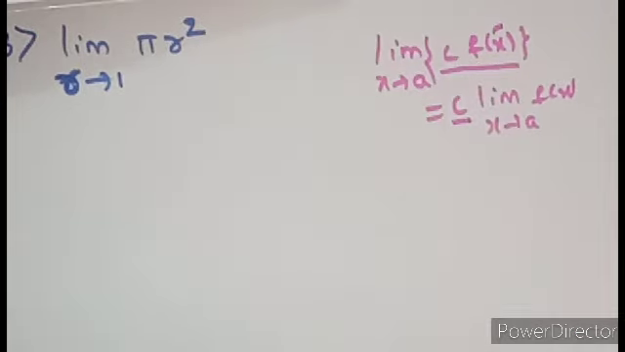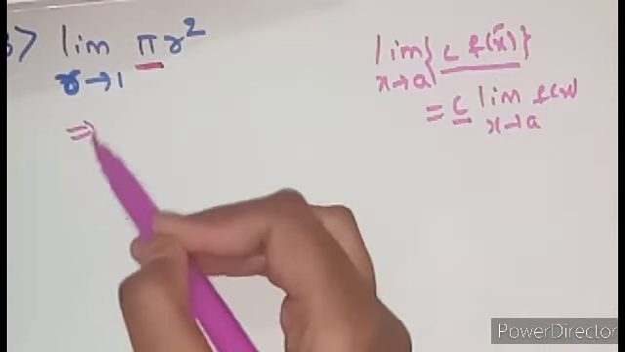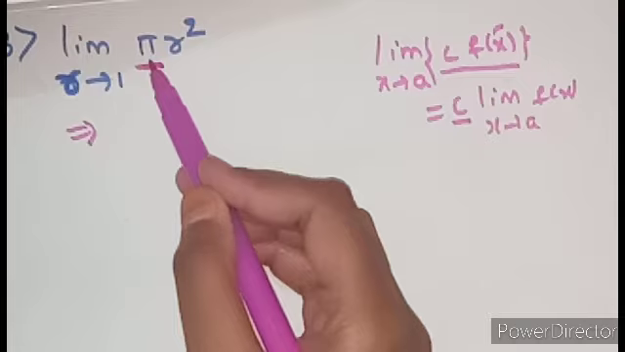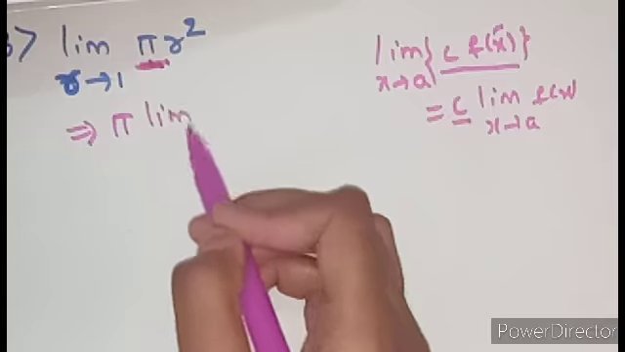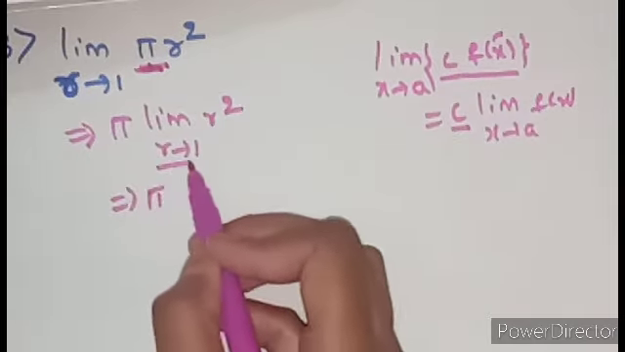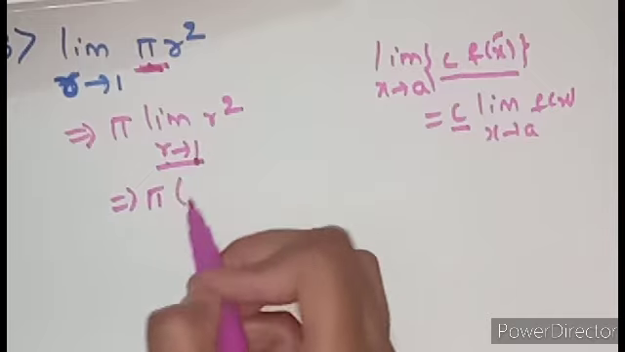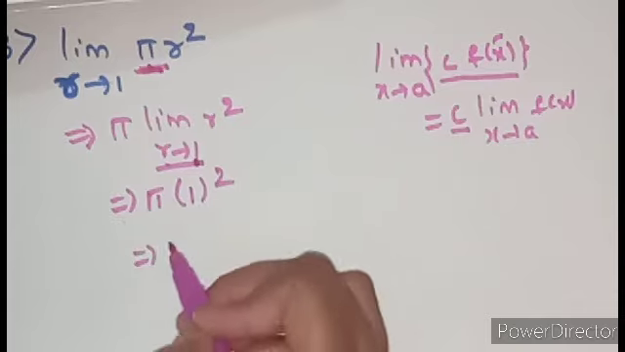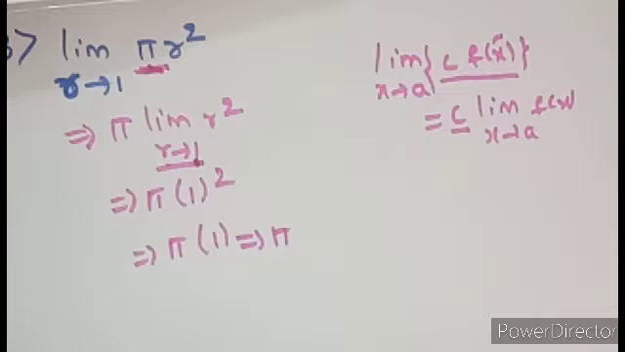Likewise, in this problem we have pi as constant, right? So what we have to do now? We have to take constant outside, right? Here pi is constant. So take it outside and apply limit to r square. Okay. Pi as it is. In place of r, since r is tending to 1, in place of r put 1. Okay. 1 square is 1. So pi into 1 is pi, right? Isn't this problem very easy? You can do this problem in a second if you practice.